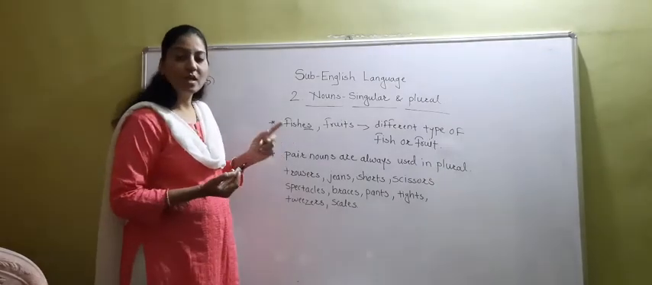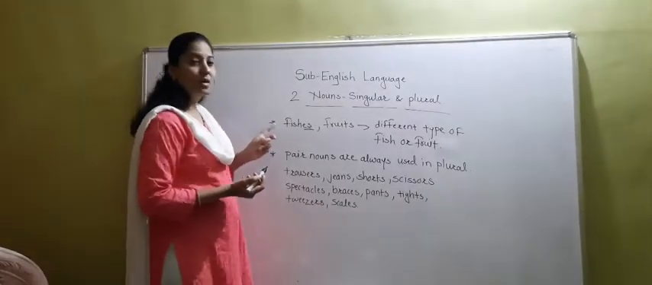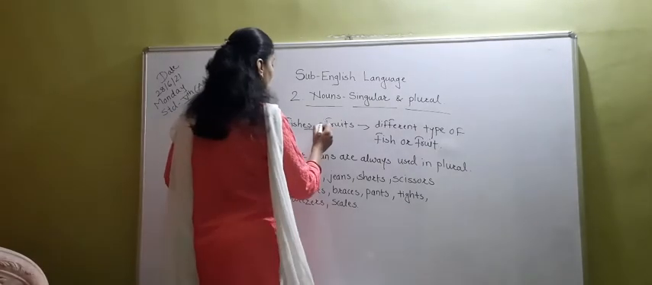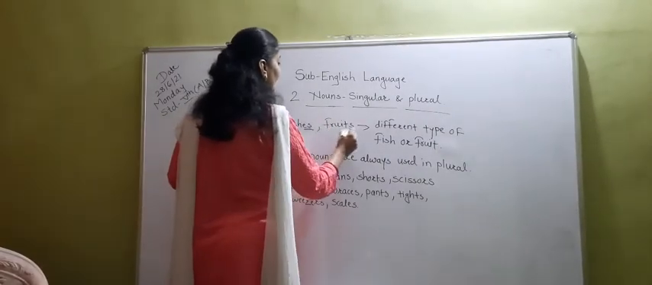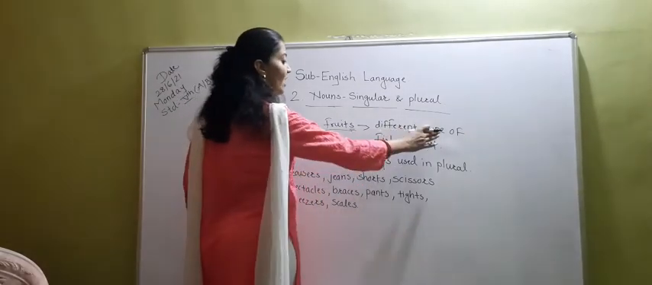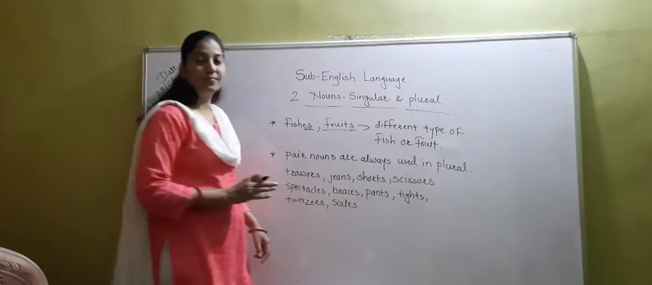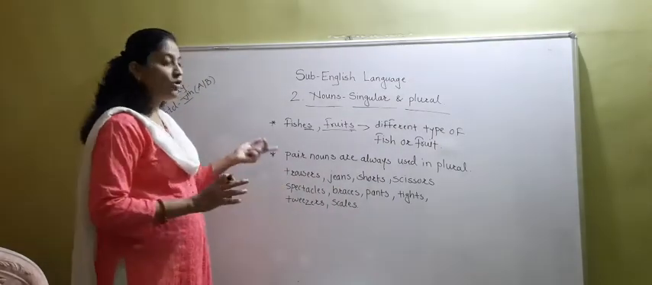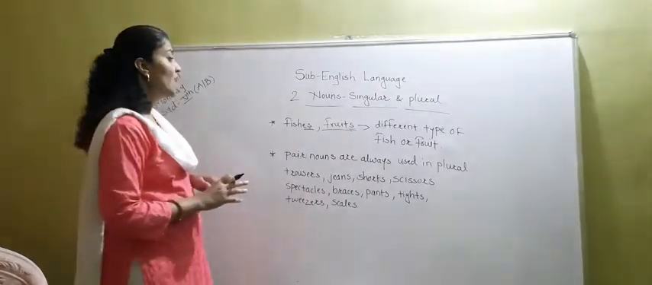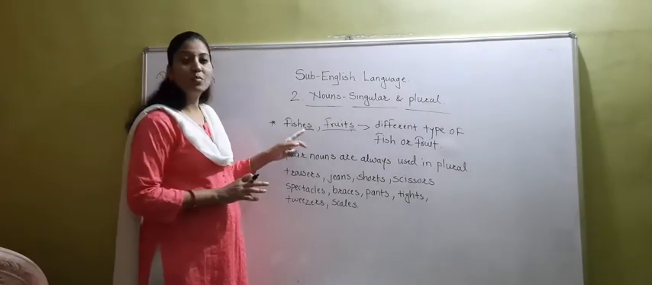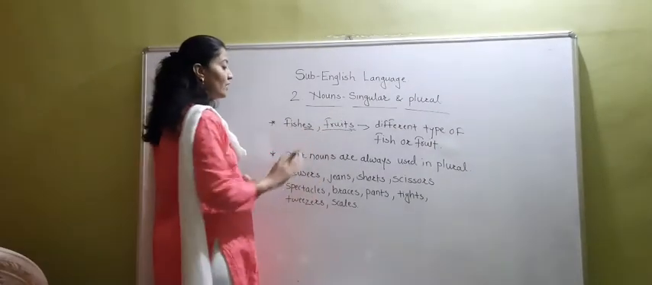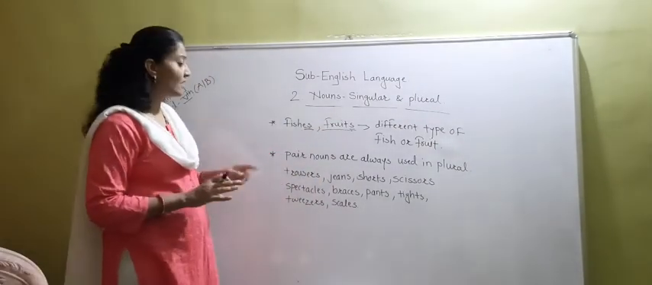Recently I have told you that some nouns do not change their form. But sometimes we use fishes or fruits when we are talking about different types of fish or fruit. Whenever we are talking about a different type of fruit or fish, at that time we have to make it plural. We use it as fishes and fruits. I hope this is clear to you.